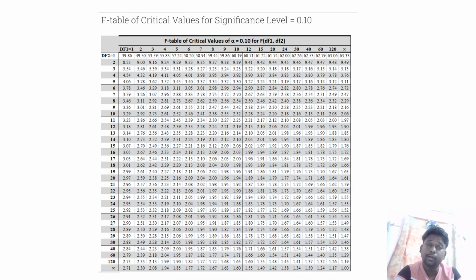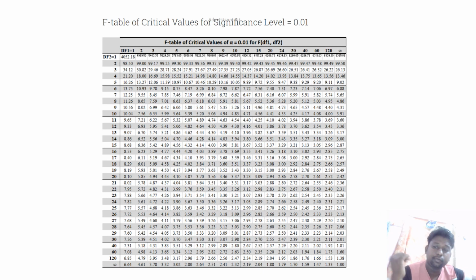Most generally, if the F table significance value is not given in the question, we take a 95 percent significance value, and for that we take 0.05 for the F tables. If they give the critical value as 0.01, we use the other 0.01 table for comparing the H naught or H1 values. And we can also see the F table for 0.01 as well.